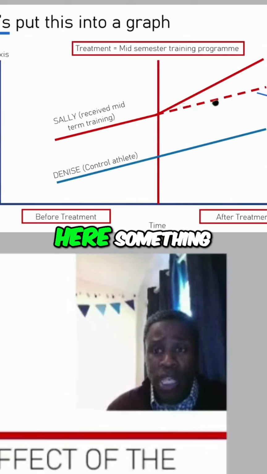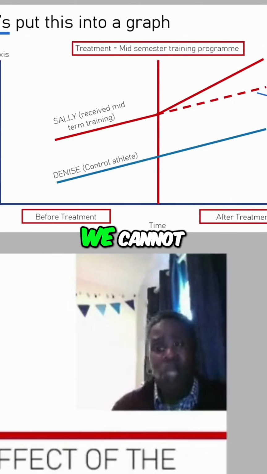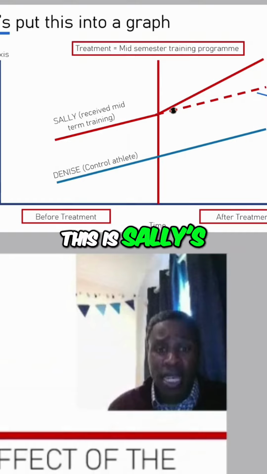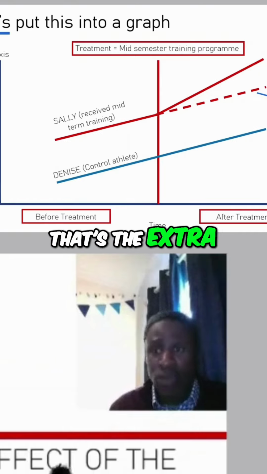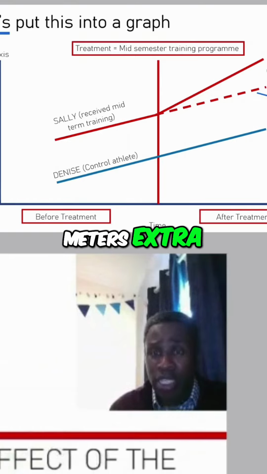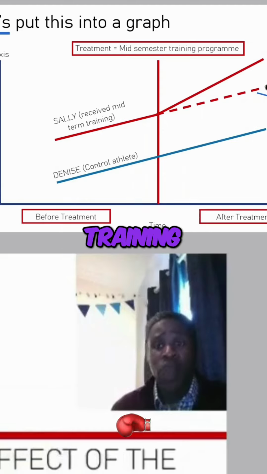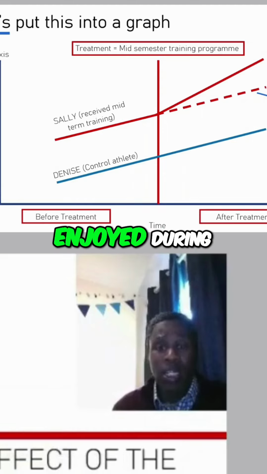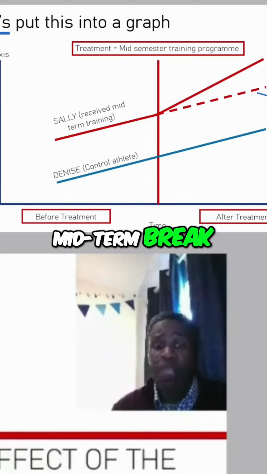And we can see here something called the counterfactual. Now, this is something that we cannot observe. This is Sally's improvement in her jumps. That's the extra 2 meters here. And that's the 2 meters extra. This is now the effect of the training program that Sally has enjoyed during the half-term break, the midterm break.